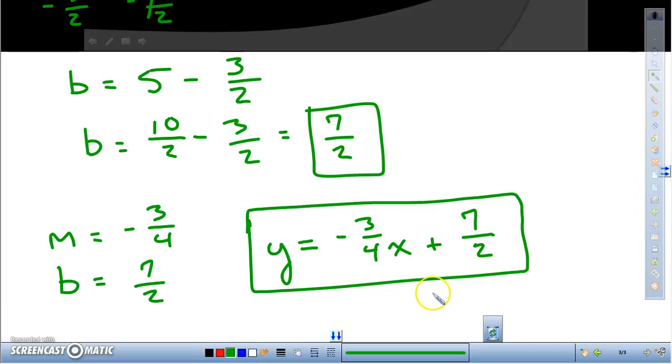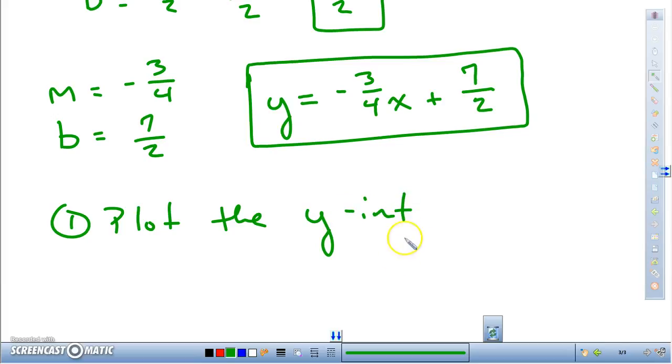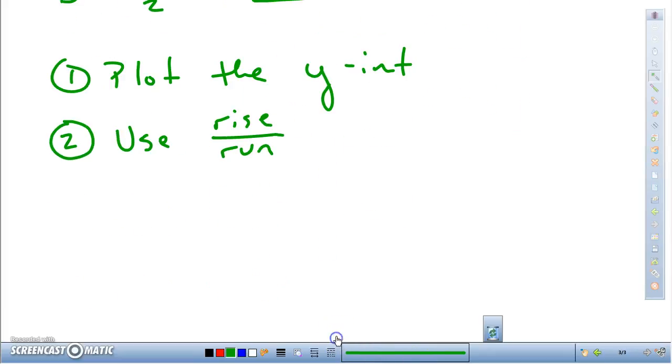Then in the directions it says to graph the line, so I do want you to get a little practice with that. So remember, the first step is going to be plot the y-intercept, and this is only for slope-intercept form. Okay? If it's in a different form, we would follow some different protocol. And then use rise over run. Okay, so I'm just going to sketch this real quick to kind of show you what I mean by that.